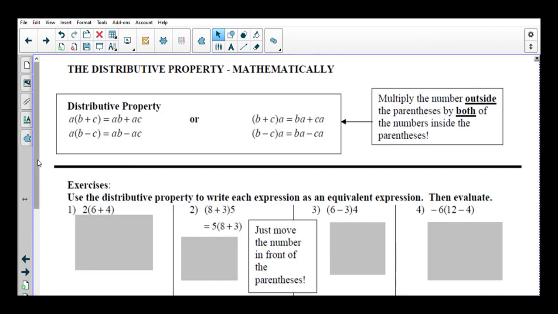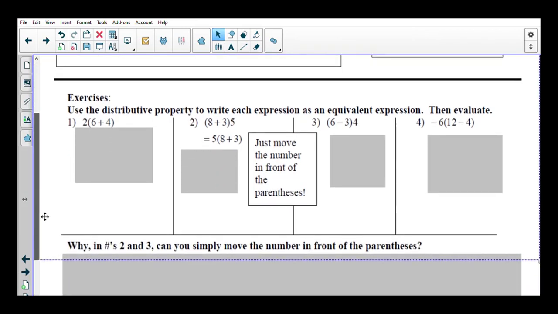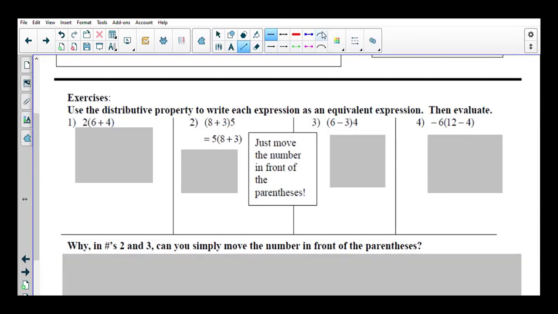Now, I am well aware that in question number 1, you could do 6 plus 4 to get 10 and do 10 times 2 and get 20, but it's not asking us to do that. It's asking us to use the distributive property, meaning I need to distribute the 2 that's outside the parentheses by each thing that's inside the parentheses. So I've got to make sure to take 2 times 4.